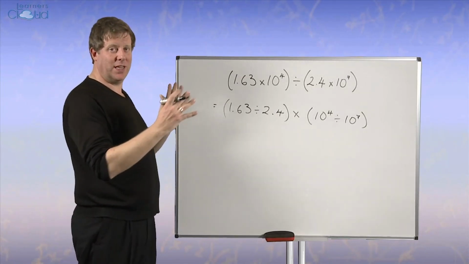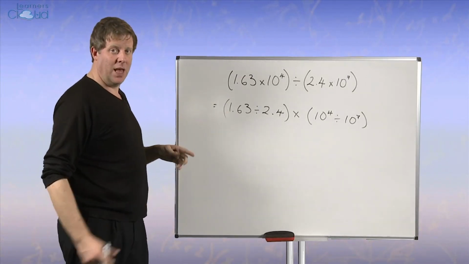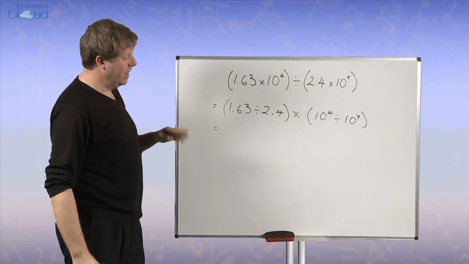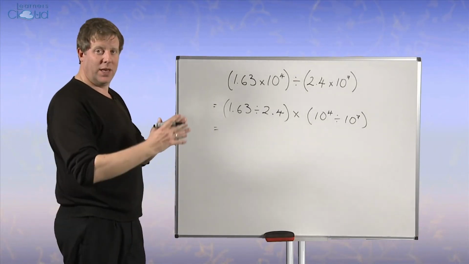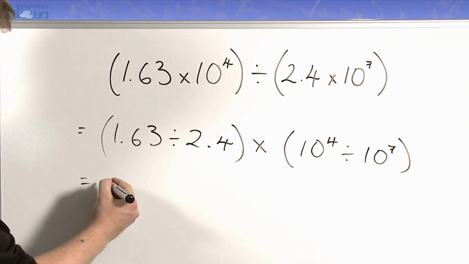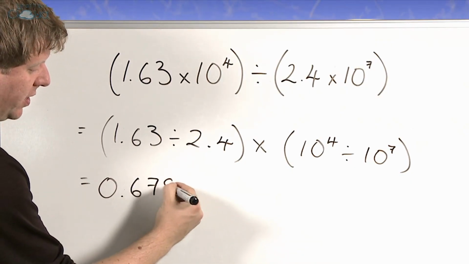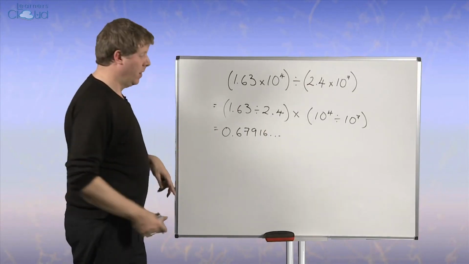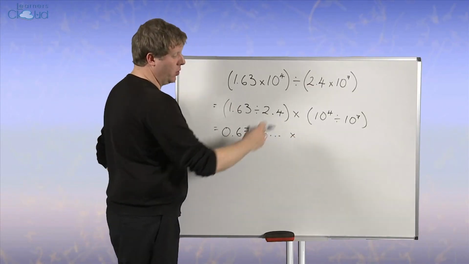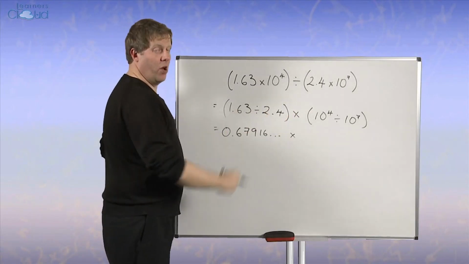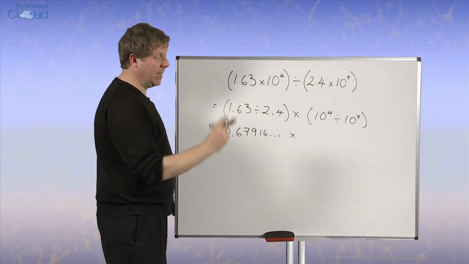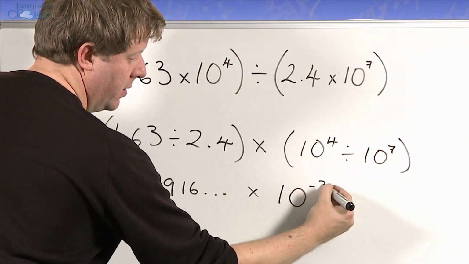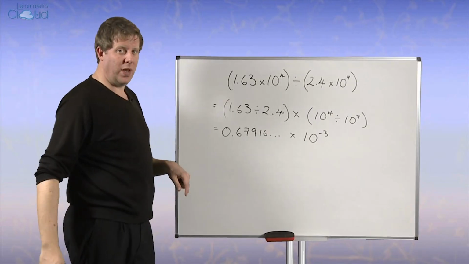So we've separated the common parts from each number and are now going to work out what our answers are in both cases. So 1.63 divided by 2.4, well, it gives you a nice big long number on the calculator. It would give you 0.67916 and so on. We don't need to write out every single number. Multiplied by, well, remember your laws of indices. When you divide, you subtract the powers. So 10 to the power of 4 divided by 10 to the power of 7 would give you 10 to the power of negative 3.